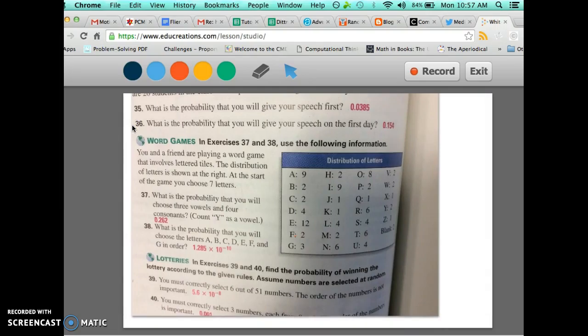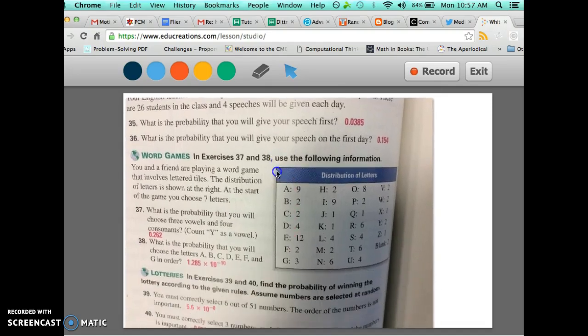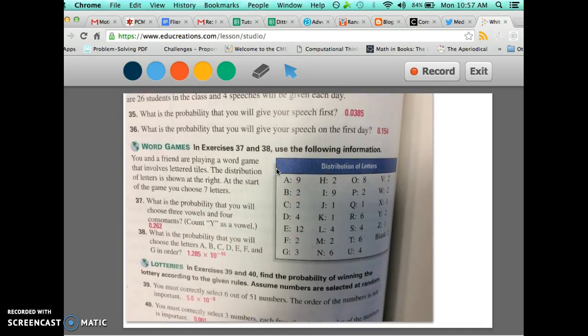But the problem is, in exercises 37 and 38, use the following information. You and a friend are playing a word game, sounds like Scrabble, that involves lettered tiles. The distribution of letters is shown at the right. At the start of the game, you choose 7 letters. I guess it could be Bananagrams also. They show you in this table how many A's there are, how many B's there are, how many C's. What is the probability that you will choose 3 vowels and 4 consonants?